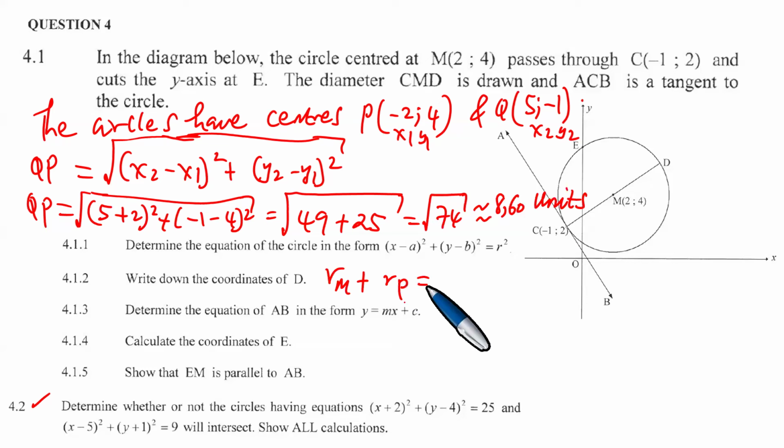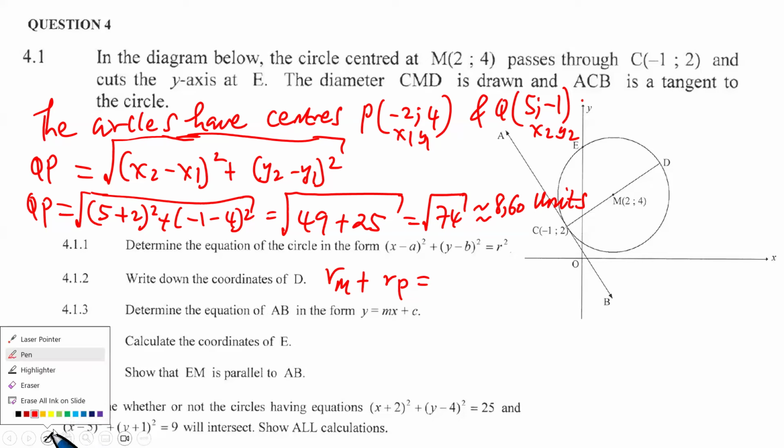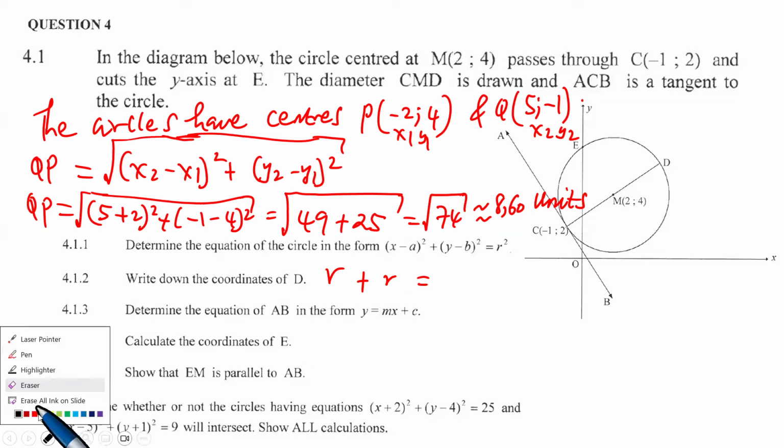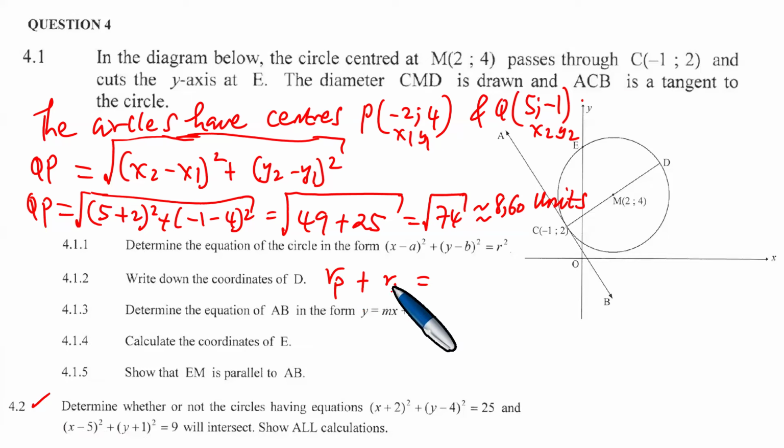Let us now look at the radii of these circles, because we need to determine whether or not the circles, whose equations are these, will intersect. Let's call these RP and RQ.